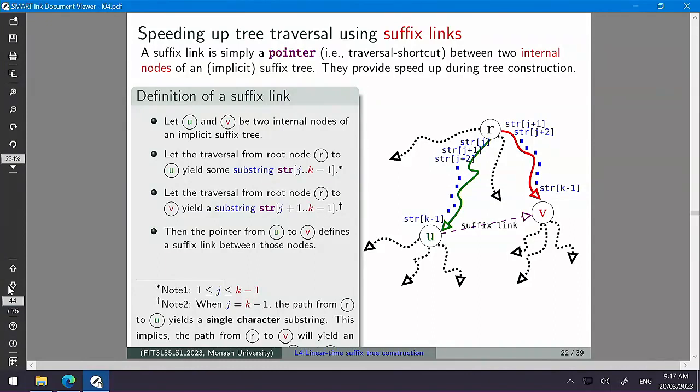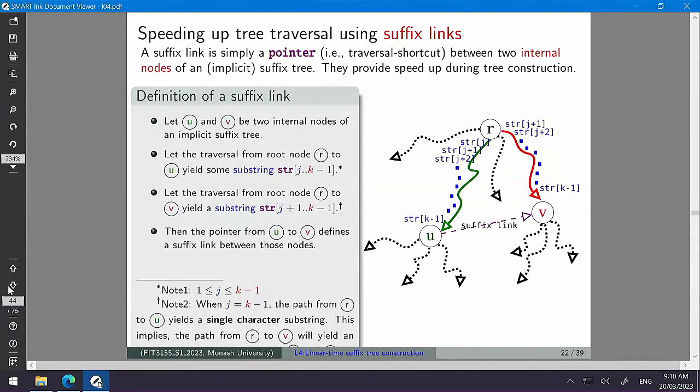So this is j plus 1 all the way. Let's say there exists a path of this kind: j plus 1, j plus 2, all the way to k. So if there's a path from R to U of the form C beta, and there is a path from R to V which is of the form beta, without the first character, remember, this is j plus 1, j plus 2 to k, the only difference between these two paths is the first letter. If you have this, then there is a suffix link. I'll draw it in red. There's a suffix link from U to V. It's directed.